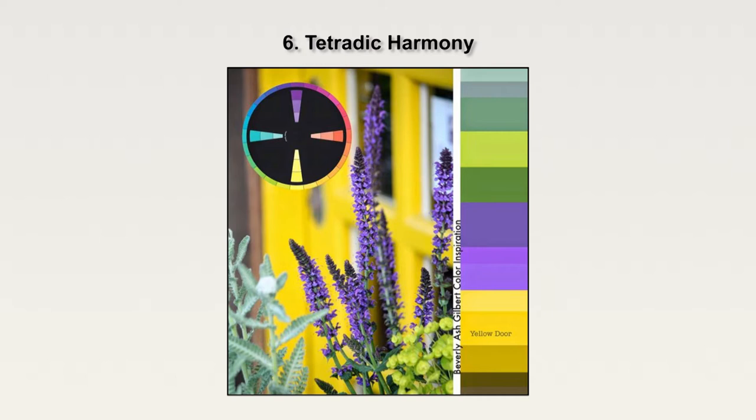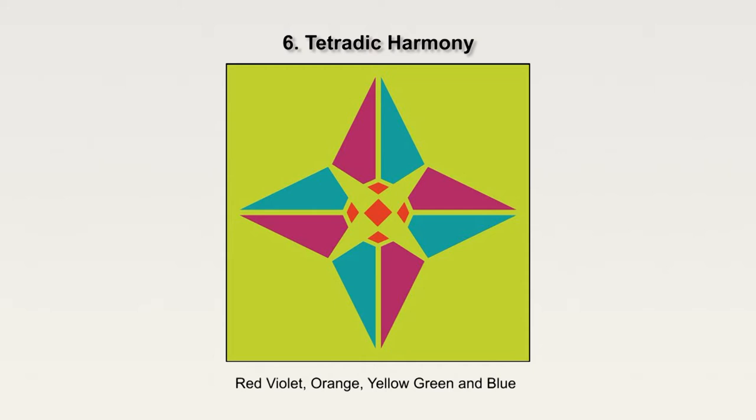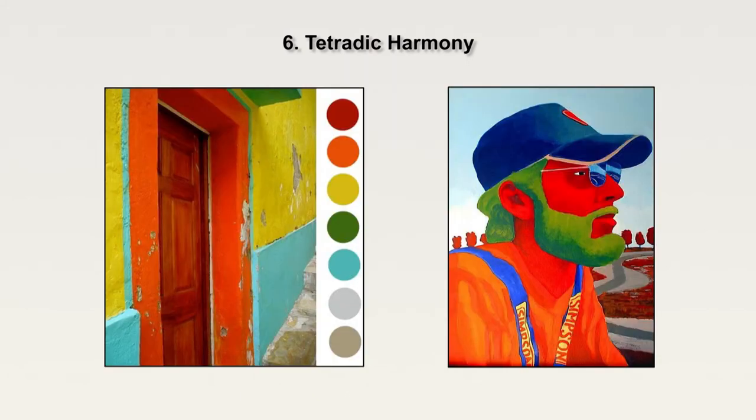Depth can be added to any complementary color scheme by adding shadows and highlights of each color and expanding with a second set of complementary colors to make a tetrad. This motif we see here is a good example of tetrad with red, violet, orange, yellow, green, and blue. Another example of a tetrad color scheme.